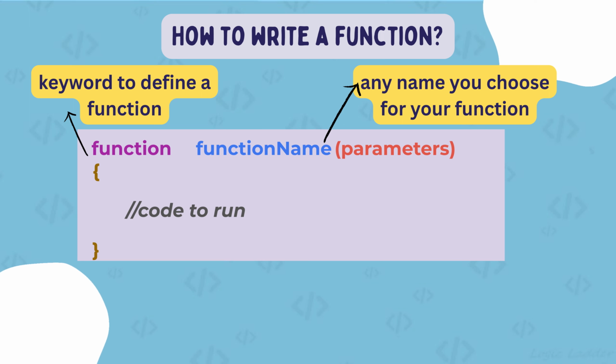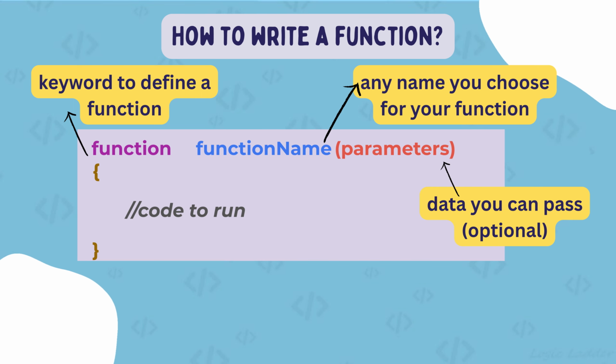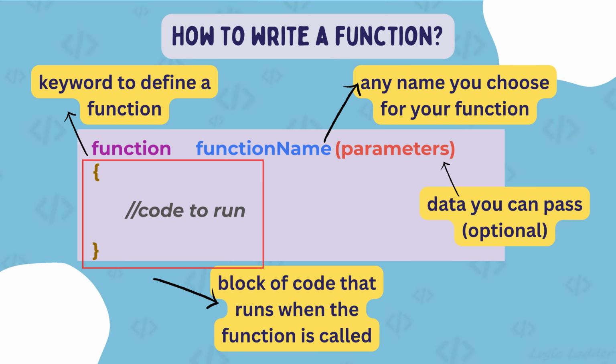Inside the round brackets are the parameters. We can pass data to our function from here, though it's optional. And inside the curly braces, here we write the code that will run when the function is used.